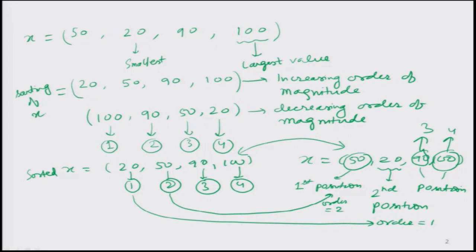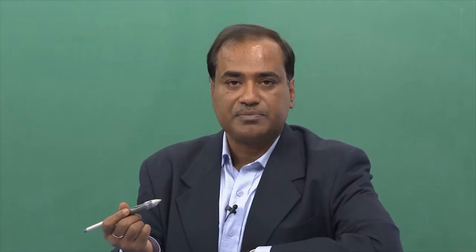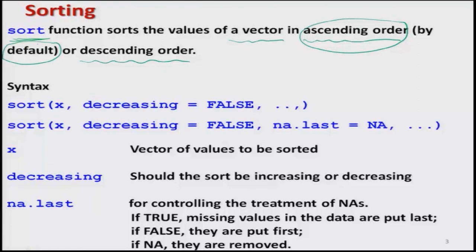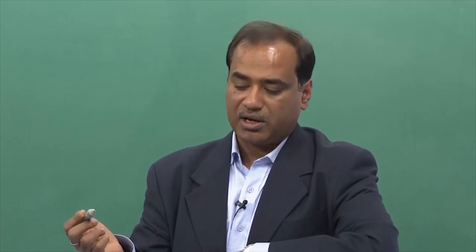Now, how to get this done in R? There is a function called sort, S-O-R-T. This is a function which sorts the values inside a vector, depending on whether we want to arrange the values in ascending order or descending order. When you use the sort function, which is embedded in the base package of R, it takes ascending order as the default option. So unless you specify that you want to sort the data in decreasing order of magnitude, the usual option will always be ascending order.